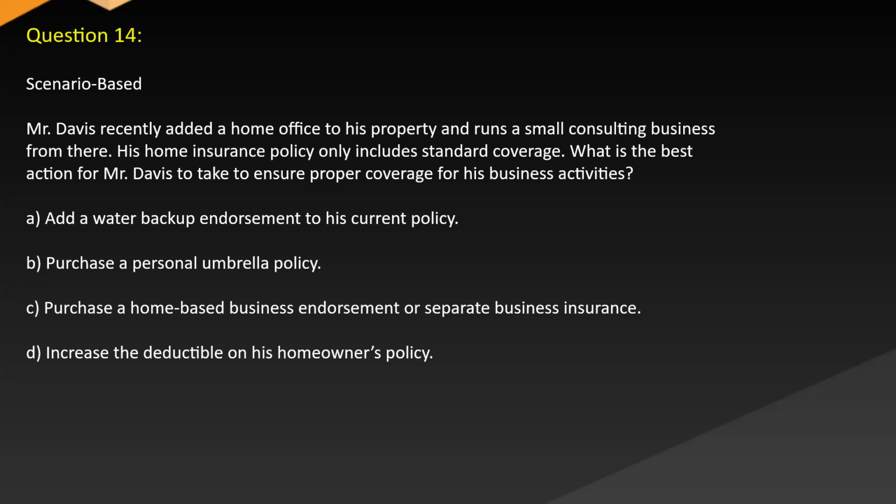Question 14. Scenario-based. Mr. Davis recently added a home office to his property and runs a small consulting business from there. His home insurance policy only includes standard coverage. What is the best action for Mr. Davis to take to ensure proper coverage for his business activities? A. Add a water backup endorsement to his current policy. B. Purchase a personal umbrella policy. C. Purchase a home-based business endorsement or separate business insurance. D. Increase the deductible on his homeowner's policy.